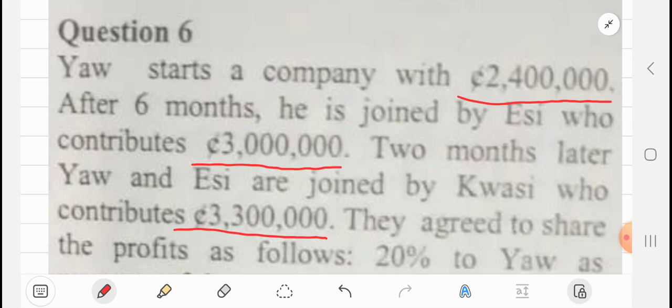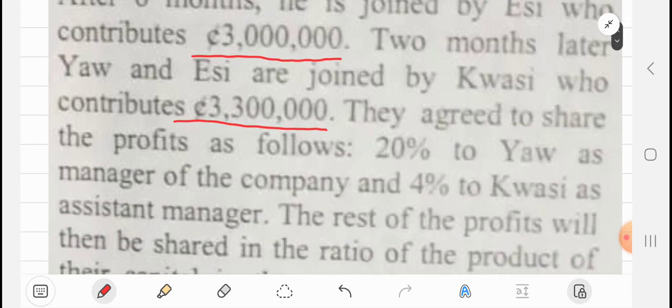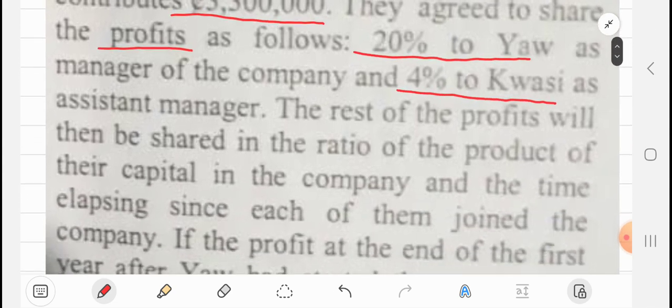They agreed to share the profits as follows. So with 20% profit to Yo as the manager of the company, 4% of the profits will go to Kwasi, as the assistant manager. The rest of the profits will then be shared.